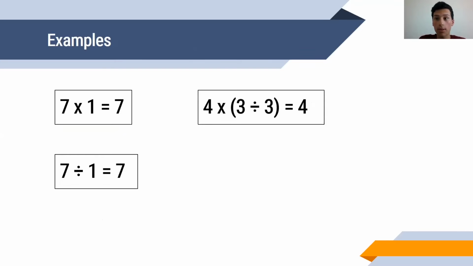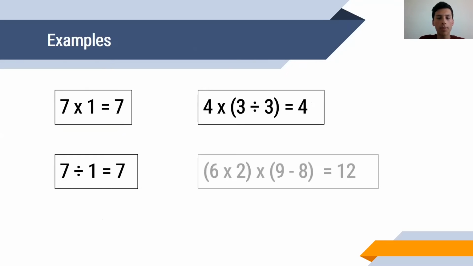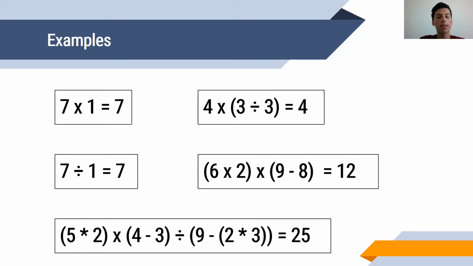4 times, in parentheses, 3 divided by 3. 3 divided by 3 is 1, and then 4 times 1 is 4. And then here, 6 times 2 is 12. Times, in parentheses, 9 minus 8, and that's 1. So 6 times 2 is 12, times 1 is 12. And then this example is a little bit longer. 5 to the power of 2 is 25, that's for our stem. Times, in parentheses, 4 minus 3. 4 minus 3 is 1, so we're multiplying by 1 there. This keeps the stem the same.